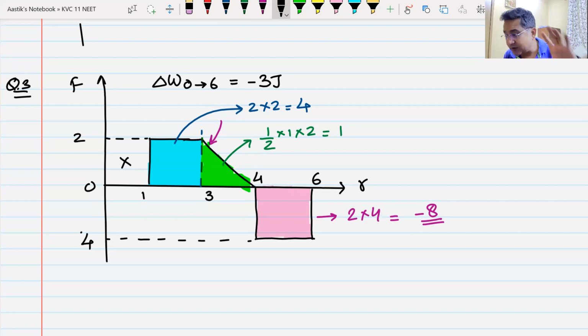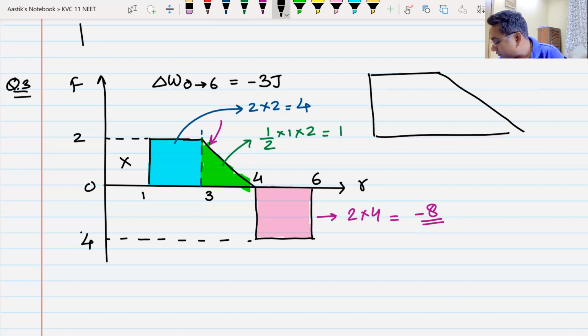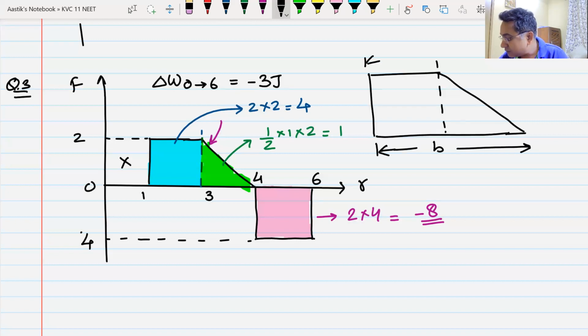Now, just to remember, just for your sake, I'm giving you the formula for a trapezium. So you can remember this formula. If any question comes where you don't know this side, you should be able to find out the area of the trapezium. You can find it out this way as well.